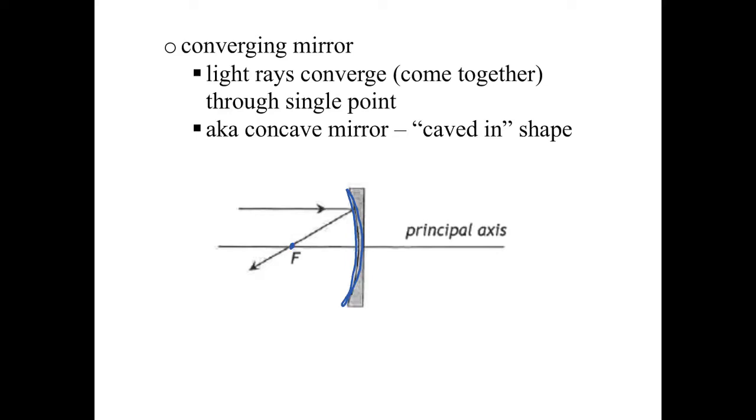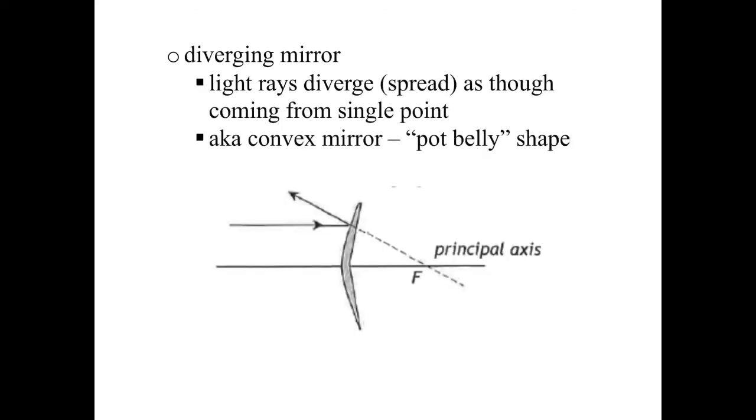So this is our concave mirror, caved in shape, and that's going to be our converging mirror. And then we have a diverging mirror. What the heck is that? That's where light rays diverge and they spread out. So this is our convex mirror like this.